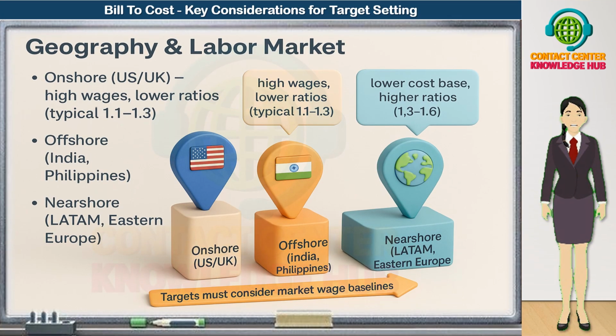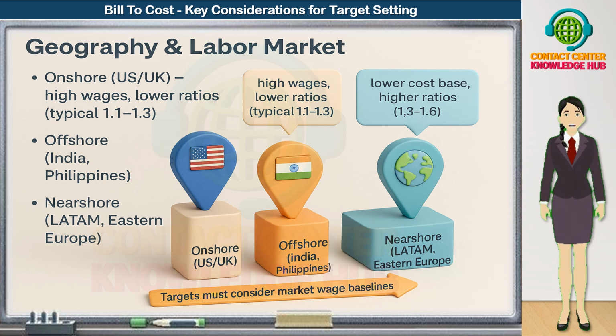Now let's look at how geography and labor market conditions influence the build-to-cost ratio. Delivery location has a direct impact on wage levels, operating costs, and therefore, sustainable margin targets. Onshore delivery, such as the US or UK, comes with higher operating expenses. As a result, achievable build-to-cost ratios here are typically lower, often in the range of 1:1.